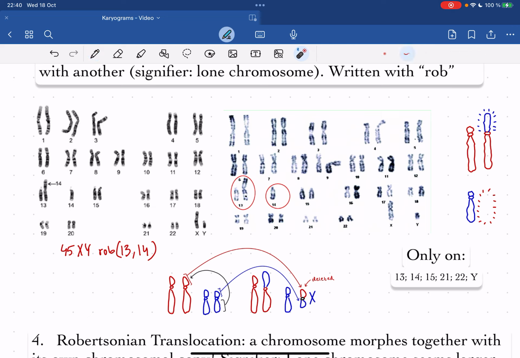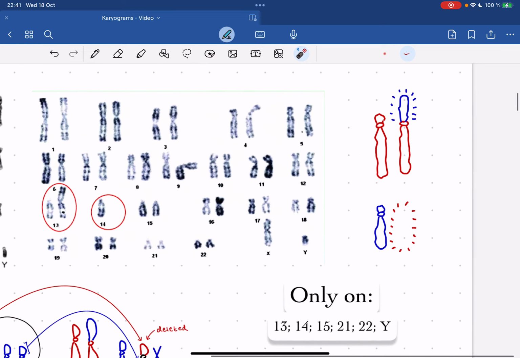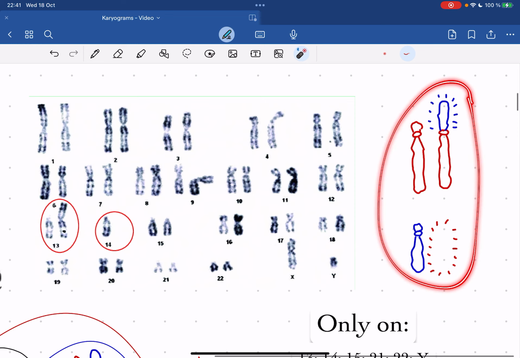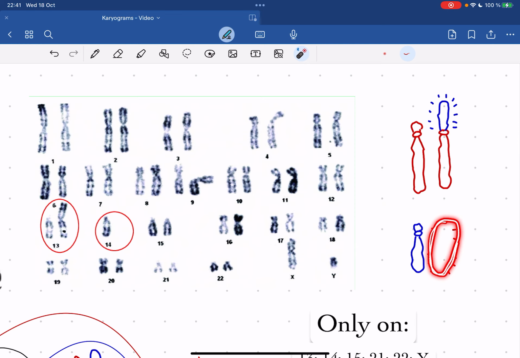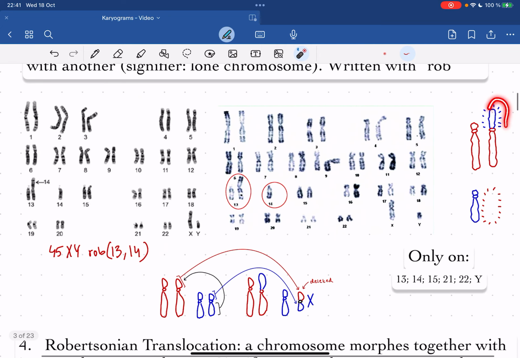Because it's both 13 and 14. So it's the same here, the same written karyotype. Okay, and here is also how I'm trying to describe it. So you're losing technically a chromosome here, but it's fine because all the information is stored here anyway. It's just morphed into one big mega chromosome.